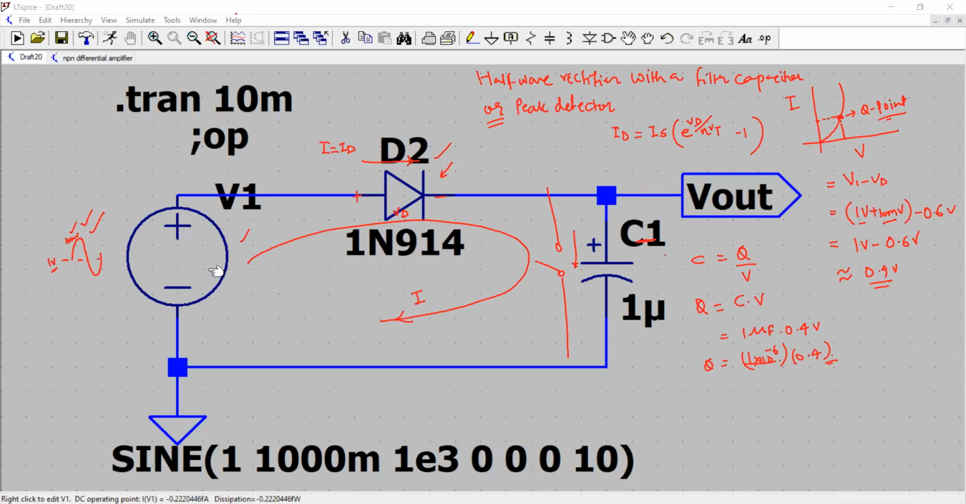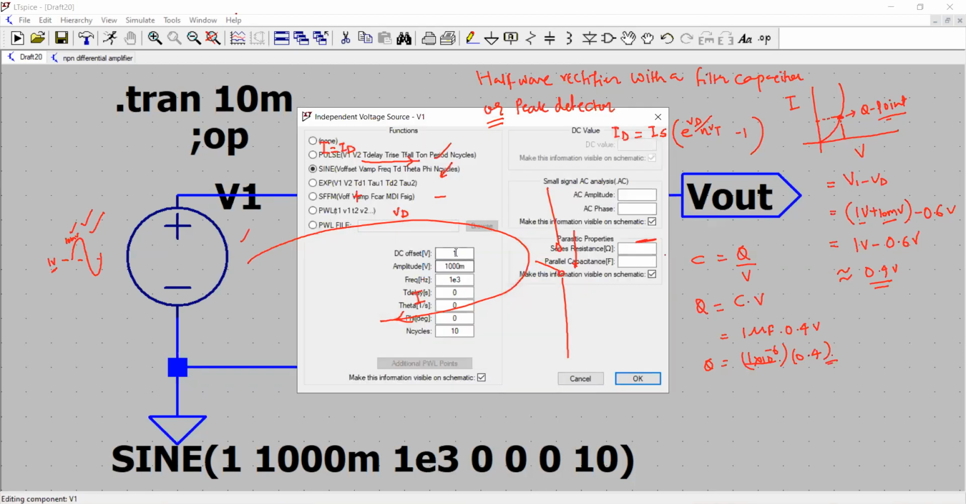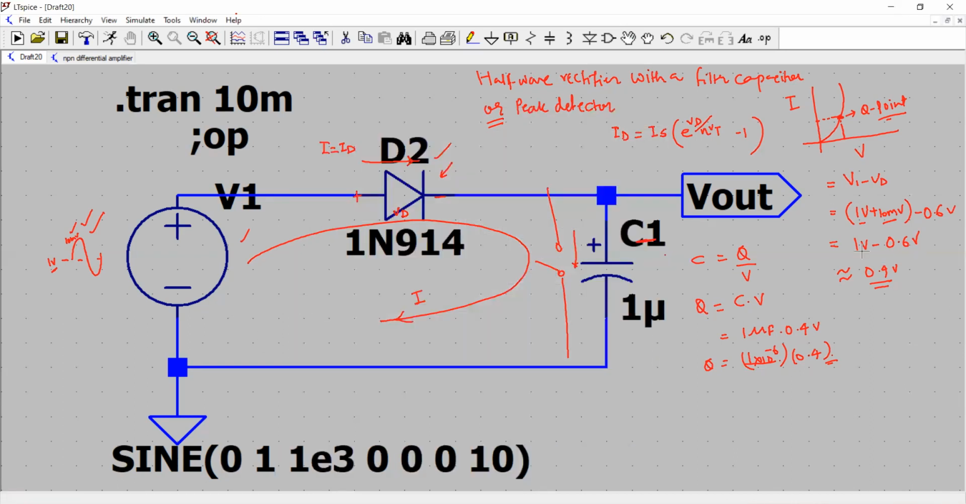And now what I have done is right click the sinusoidal source. I have set the DC offset of 1 volt; I can set it to be 0 also, for example. Then the amplitude of the time varying waveform is set to 1 volt or 1000 millivolts, and the frequency is 1 kilohertz. So from the DC level of 0, my signal is going 1 volt up and 1 volt down at a frequency of 1 kilohertz. So with that, V1 minus VD would be 1 volt minus 0.6 volts.